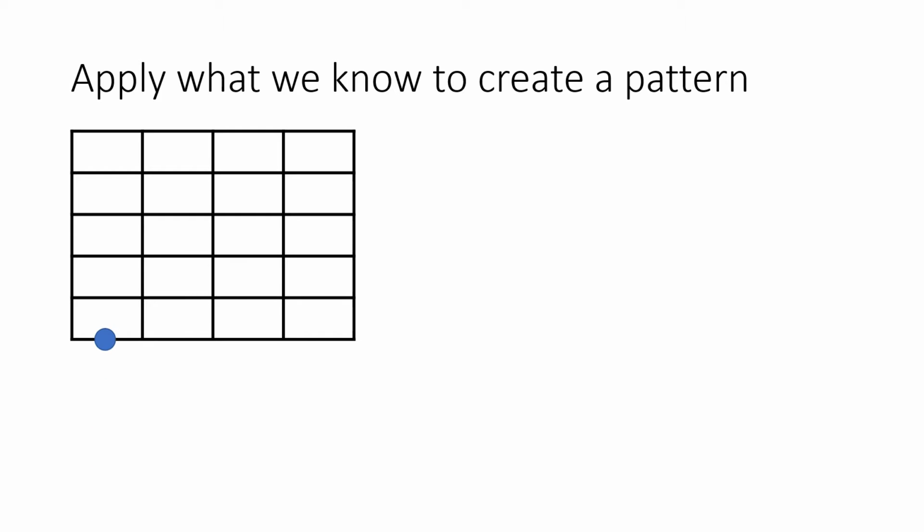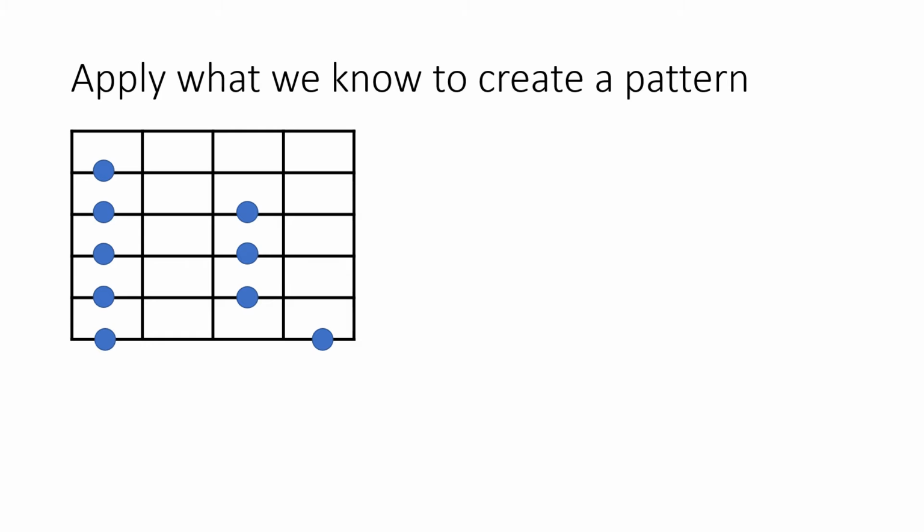So now, let's apply what we know to create a pattern. We draw our fretboard, and we start with our root note. Move up 3 half steps to our second note. Move up 2 half steps to our third note. 2 more half steps up to our 4th note. 3 half steps to our 5th note. 2 half steps to our new root. 3 half steps to the second note. 2 half steps to the third. 2 half steps to the 4th.